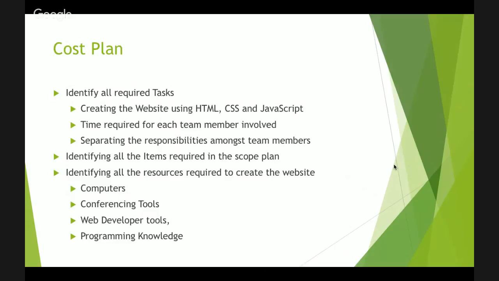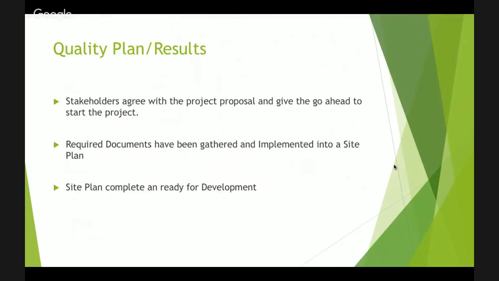The quality plan results. What we expect to see at the end of this project planning period is for the stakeholders to all agree with the project proposal and give a go-ahead to start the project. The required documents have all been gathered and implemented into the site plan, and the site plan is complete and ready for development.